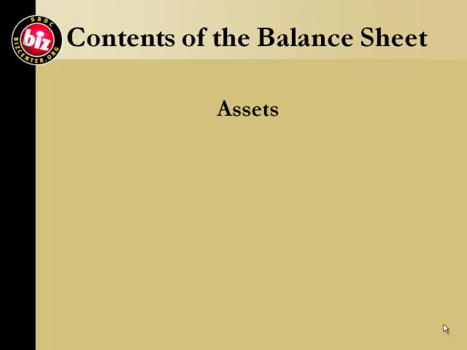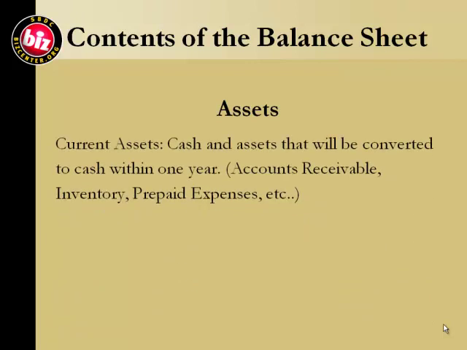Let's look at each section of the balance sheet, starting with assets. There are two types of assets we will discuss, beginning with current assets. These are cash and other assets that will be converted to cash within 1 year. Examples of current assets include accounts receivable, which are normally collected within a year, inventory, and any prepaid expenses. Current assets are the most liquid assets of a business.